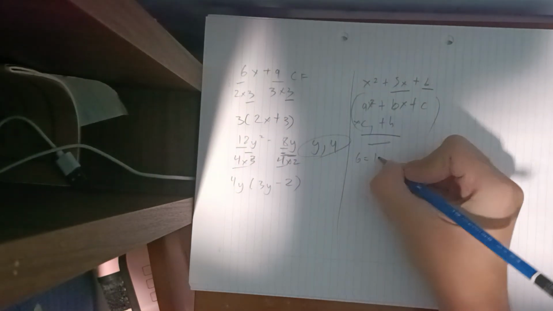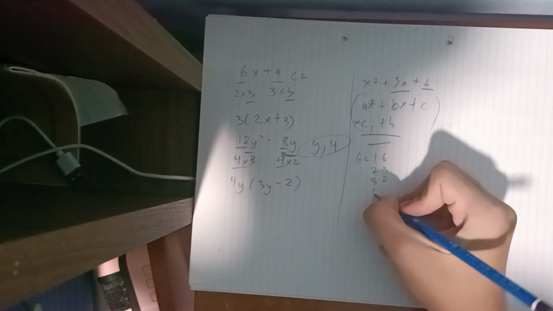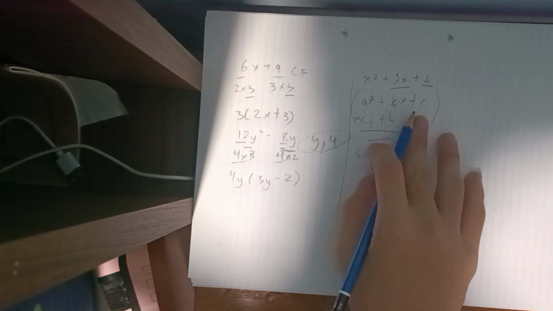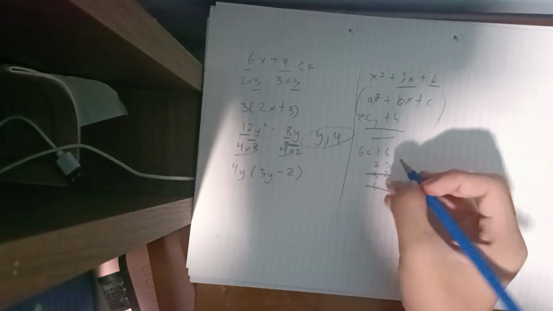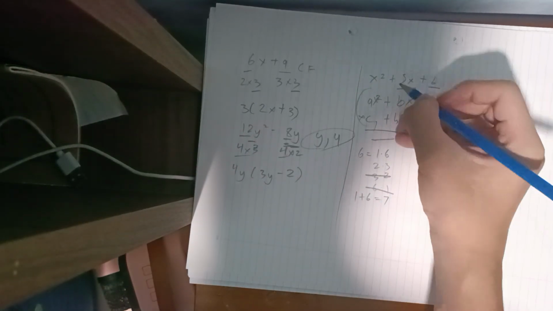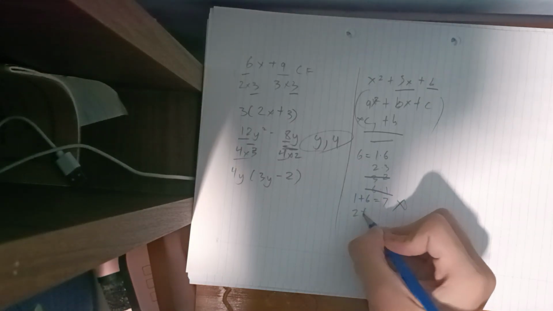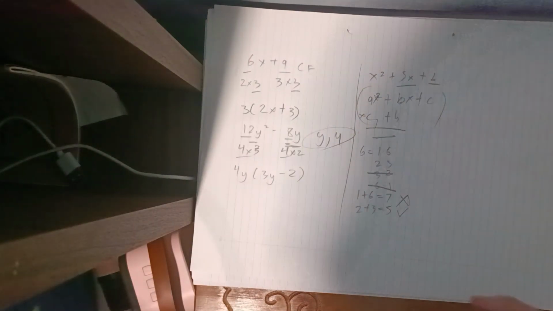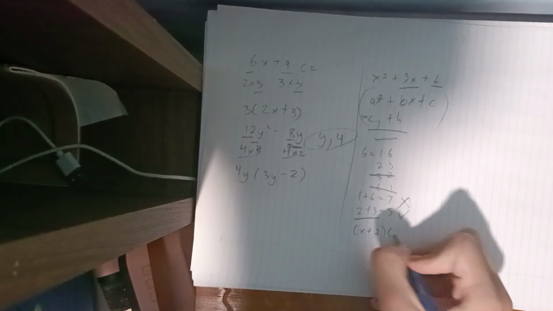So we can figure it out. 6 can equal 1 times 6, 2 times 3, 3 times 2, and 6 times 1. For numbers that don't include negative signs, we can ignore the repeated ones. So let's add these up. 1 plus 6 equals 7, which is in fact not the value we want. On the other hand, 2 plus 3 equals 5, which is the value we want. So we can rewrite the whole equation as (x plus 2)(x plus 3).